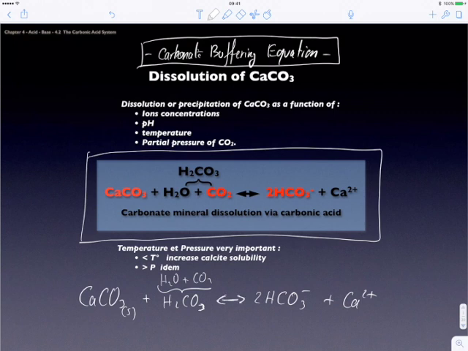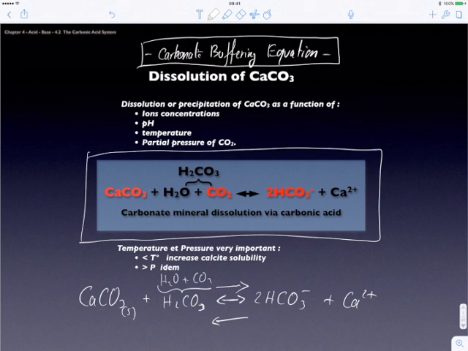So this is an equilibrium. This is not a strong acid, it's a weak acid. So this relationship will go back and forth. You can either way see that as the precipitation of calcium carbonate or the dissolution of calcium carbonate.